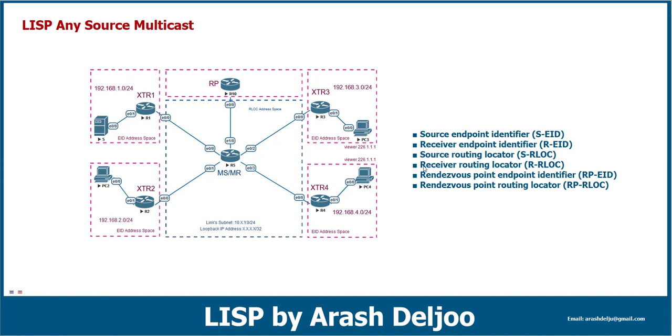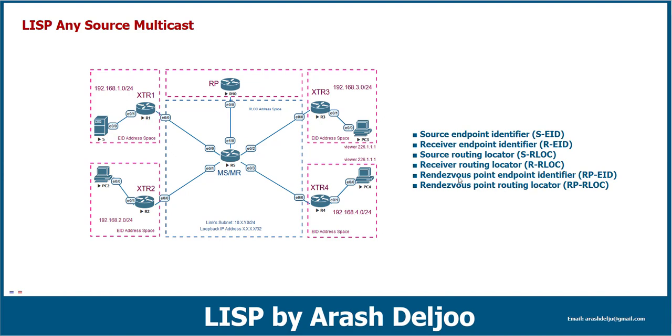Now we have some new definitions. The first is the rendezvous point endpoint identifier, or RPEID. You learned about the rendezvous point in the multicast course. The rendezvous point endpoint identifier is the host where the RP resides. Look at here. Assume that in this scenario, R10 is our RP, or rendezvous point, and the EID of the RP is the RP EID.